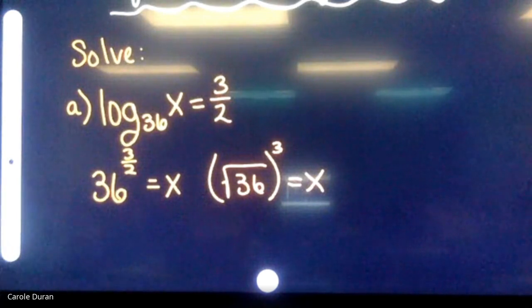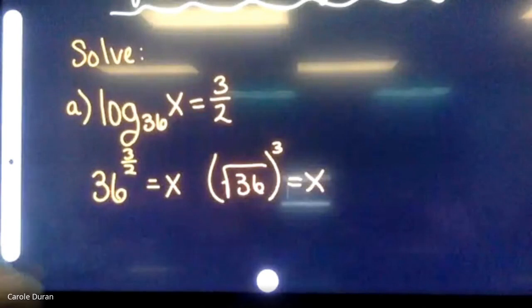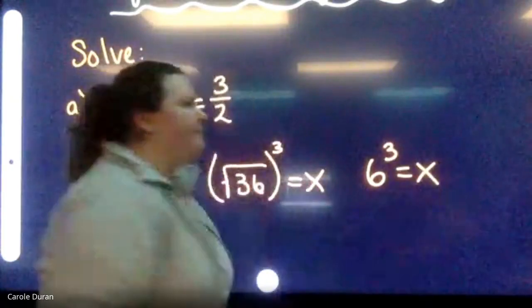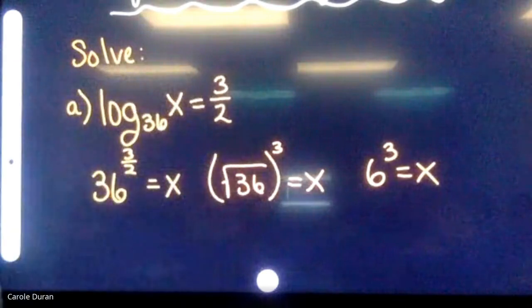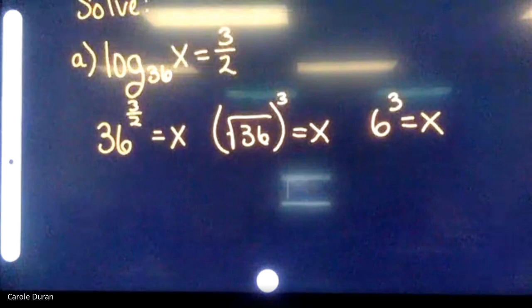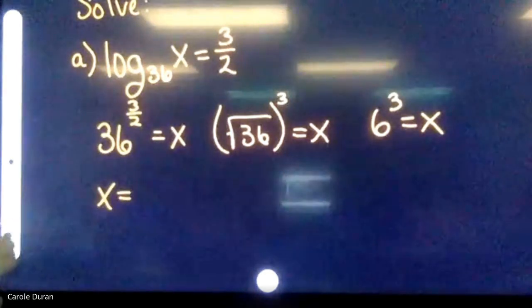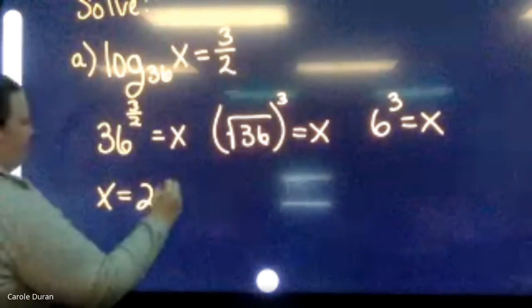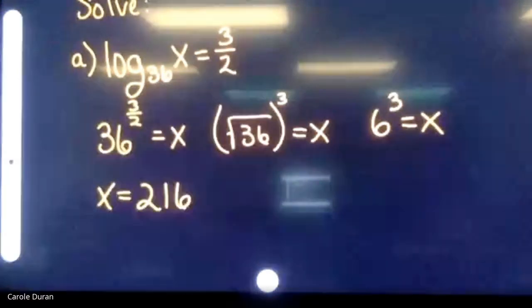When we are doing these, we assume we are taking the positive roots of these. Okay? So what is the square root of 36? 6. And then I take 6 and I raise it to the 3rd power. And my answer is going to be what? You're going to need a calculator. 216. Good. Look at that, I'm almost done.